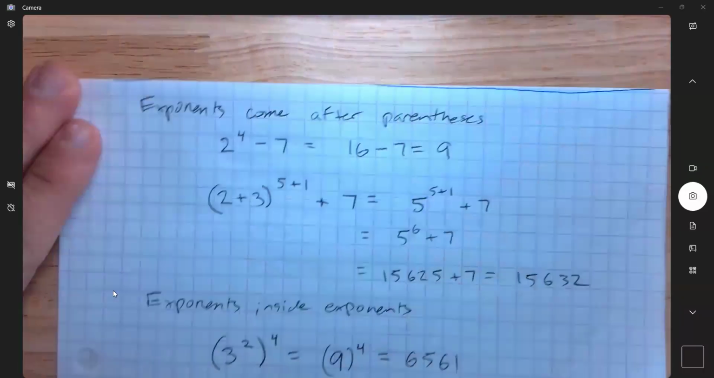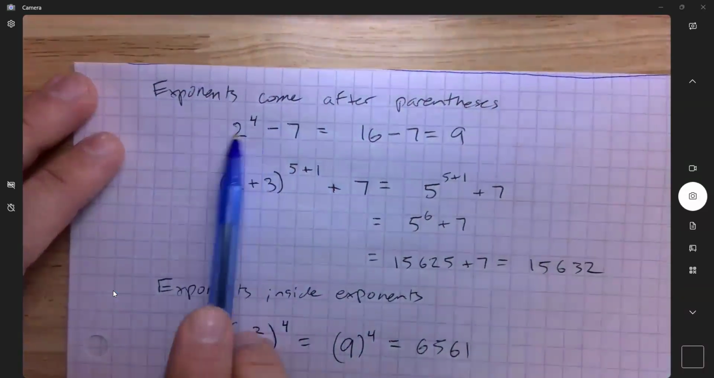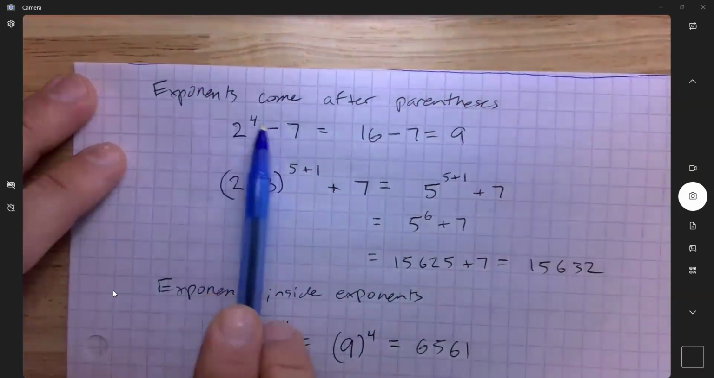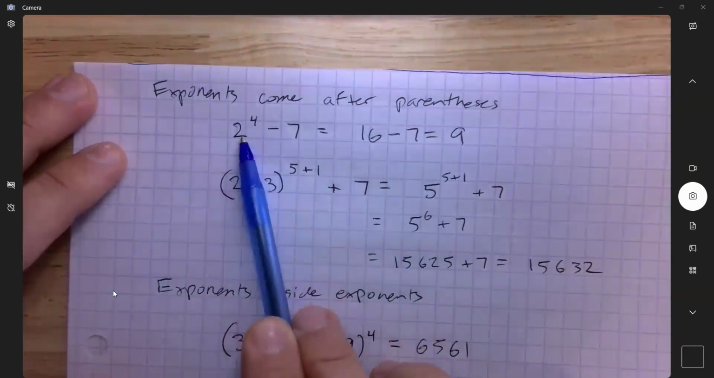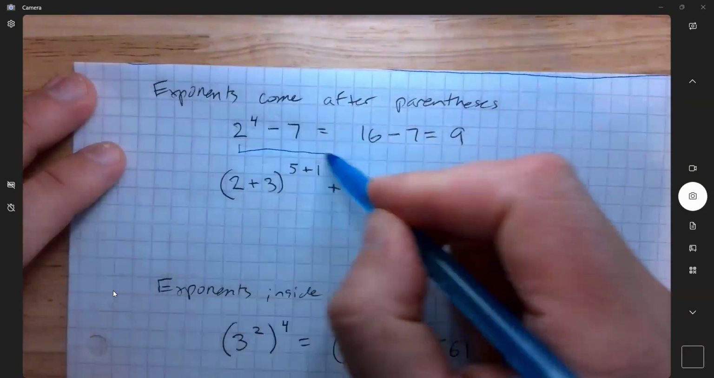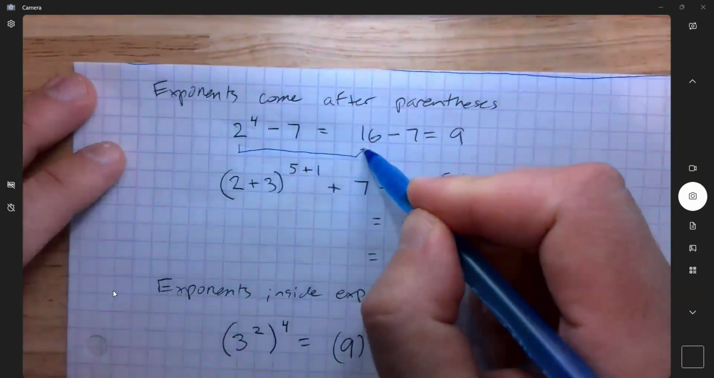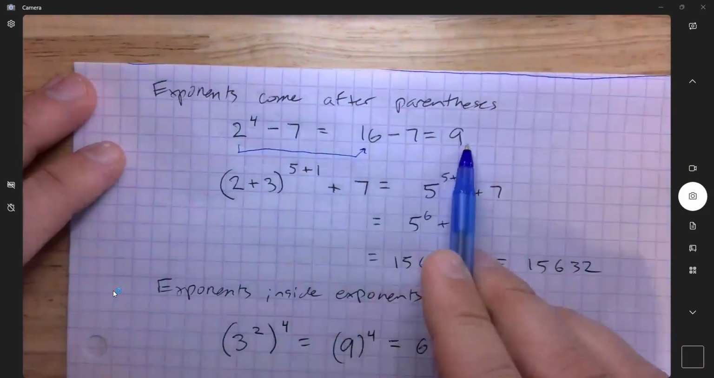Exponents come after parentheses. So if I see something like 2 to the 4th minus 7, I do the 2 to the 4th first, which equals 16. And then I subtract 7 and I get 9.